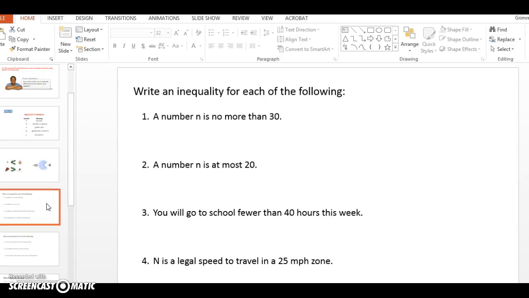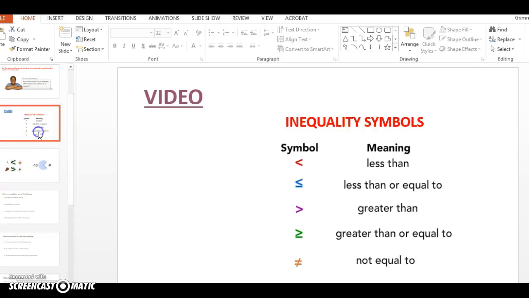Write an inequality for each of the following. A number n is no more than 30. Oh, and actually I forgot. Hold on, before I do that, I forgot to talk about this one.